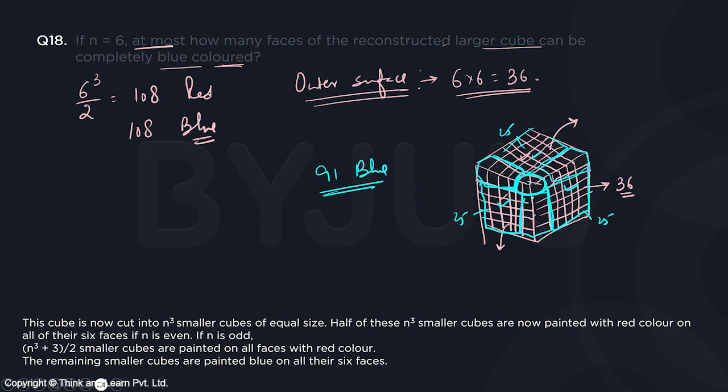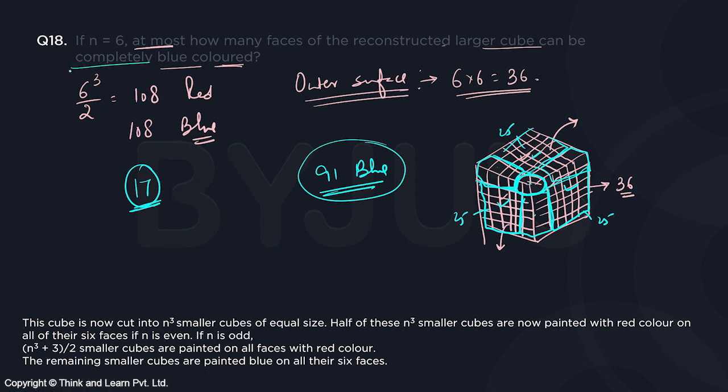I hope you all are getting my point. By using 91 blue cubes, I am able to show three of the faces as completely blue. What about the others then? Now, after this, I am just left with 17 more cubes. And using those 17 more cubes, I cannot make one more complete face as blue.